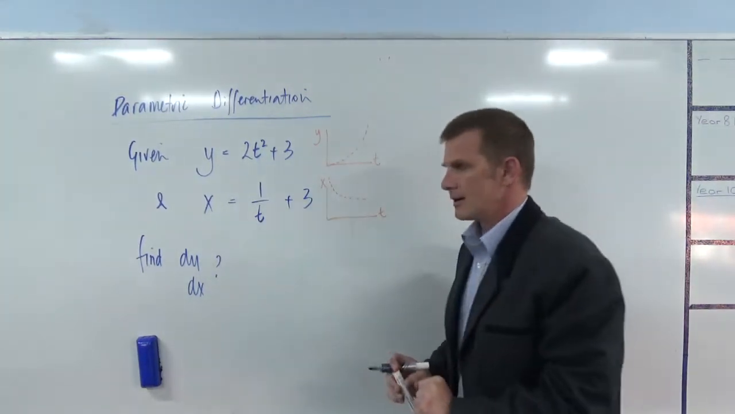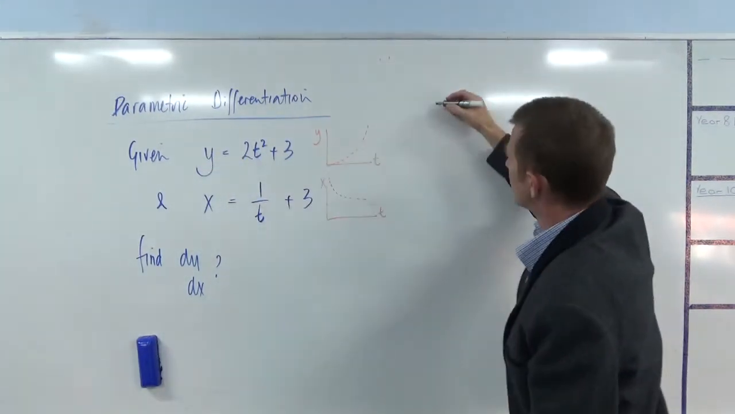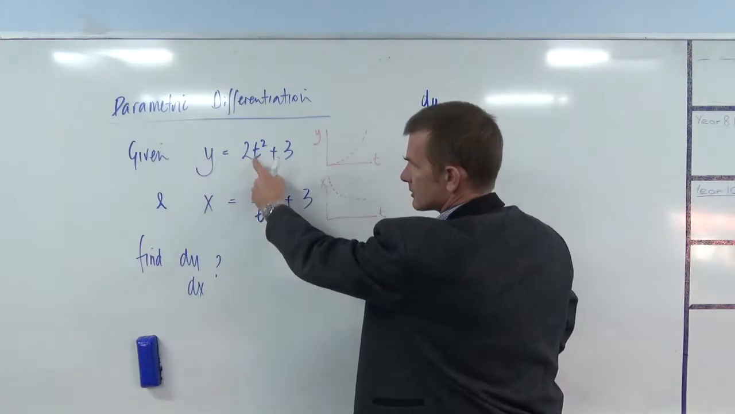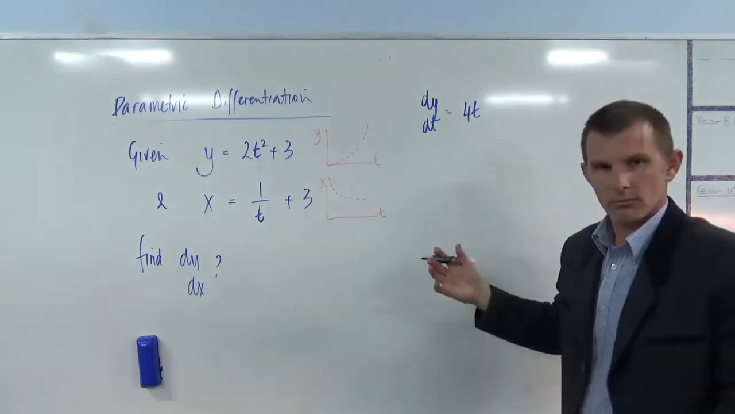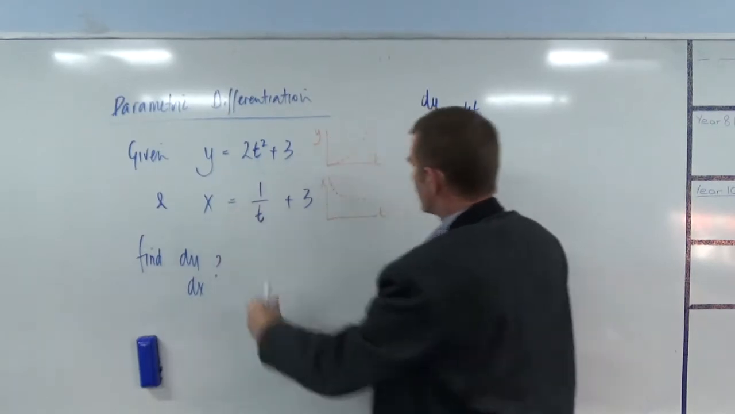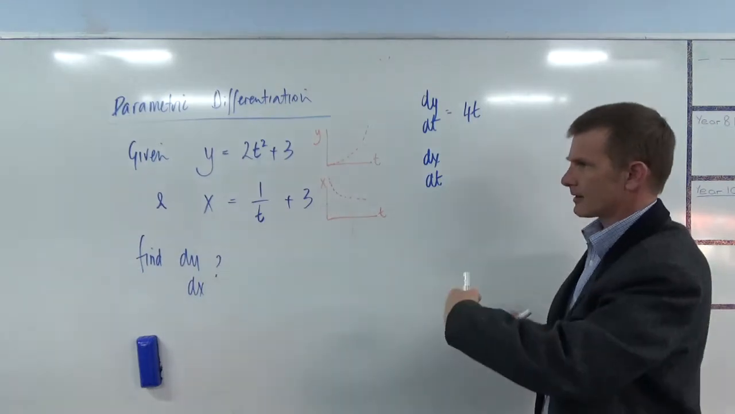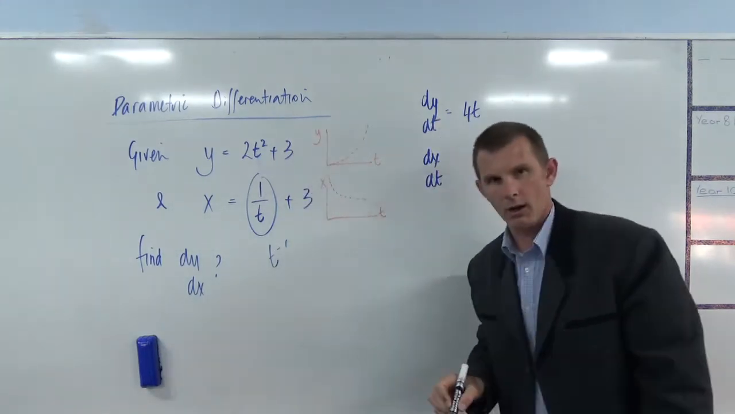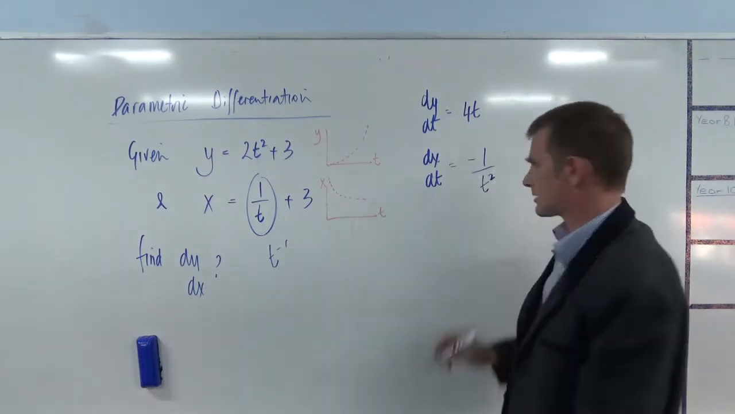So if I want to find dy dx, I'm not going to start there. I'm actually going to find dy dt. That's pretty easy to find, because dy dt, just differentiate this with respect to t, is going to be 4t. Done. Easy. Then I can look here and ask, what's the derivative of that? That's going to be dx dt, x with respect to t. And differentiating this, remember that's t to the minus 1, power out front, lower the power by 1, that's going to be minus 1 over t squared.